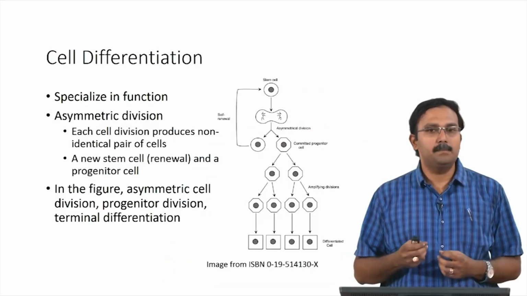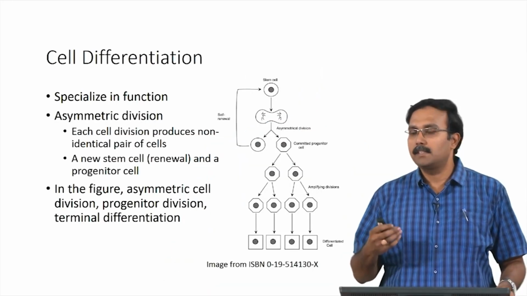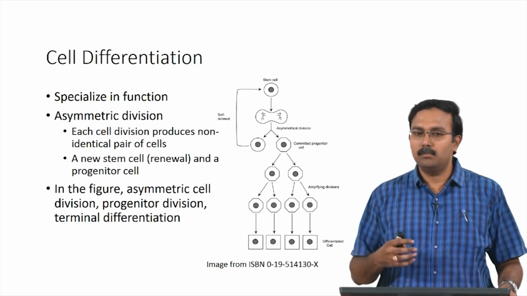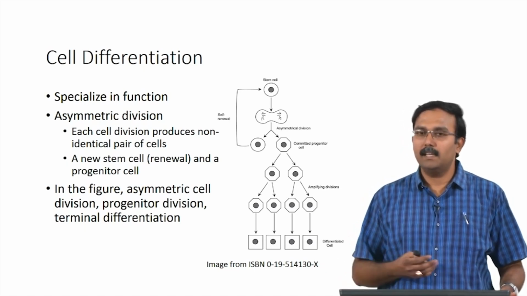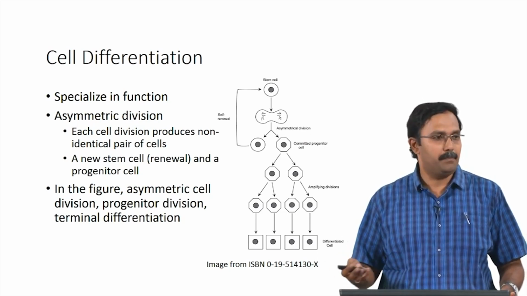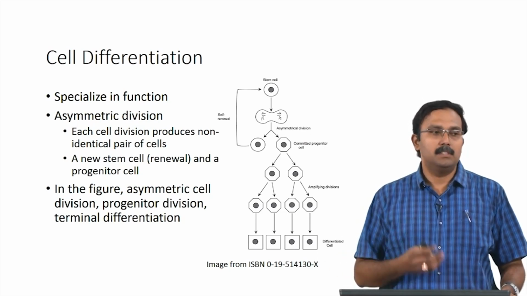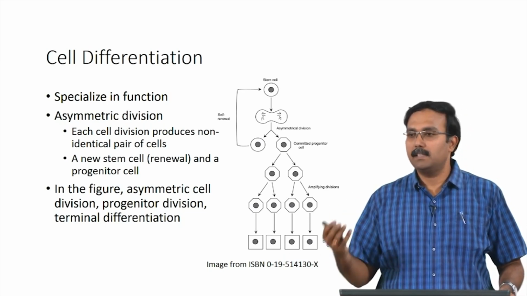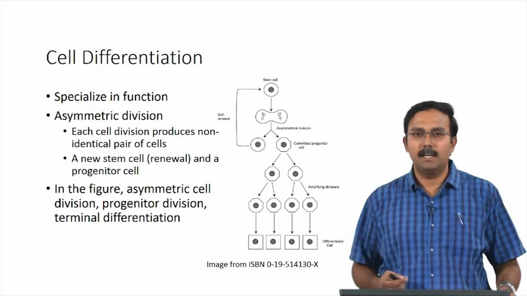So differentiation is basically the process of cells specializing in a function. So stem cells, as you all know, do not have any specialized function. They can mature to form any type of cell. So differentiation is the process which results in the formation of a specific cell type with a desired functionality.